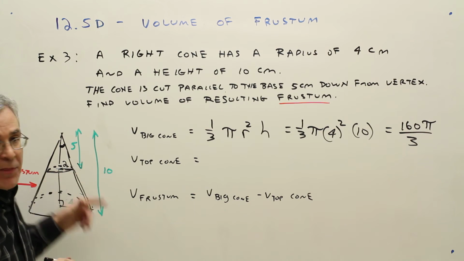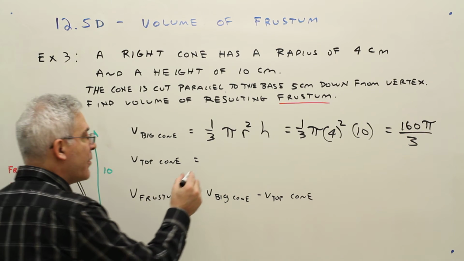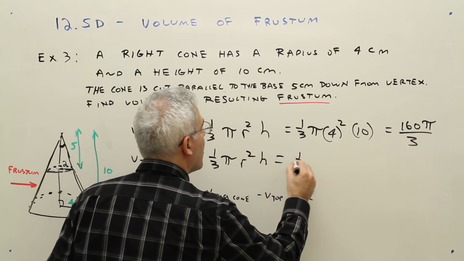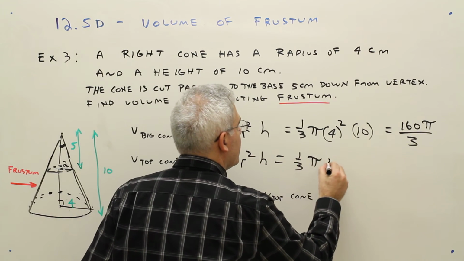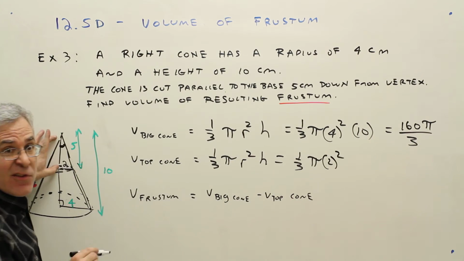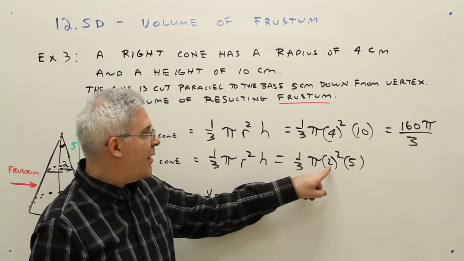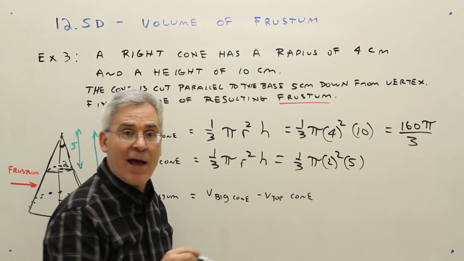Okay. So now that I've got the radius there, I can go ahead and finish the problem. The volume of the top cone, again, 1/3 pi r squared h, 1/3 pi 2 squared. That height is only 5. So that's going to be 2 squared is 4 times 5 is 20. So 20 pi over 3.